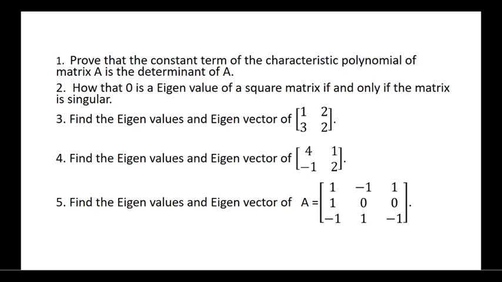Now expanding that characteristic polynomial determinant of A minus lambda I, we get minus 1 to the power of n into c0 lambda to the power of n plus c1 lambda to the power of n minus 1 plus so on up to cn. In this, by putting lambda is equal to 0, we get cn is equal to determinant of A. That's why the constant term of the characteristic polynomial is equal to determinant of A.